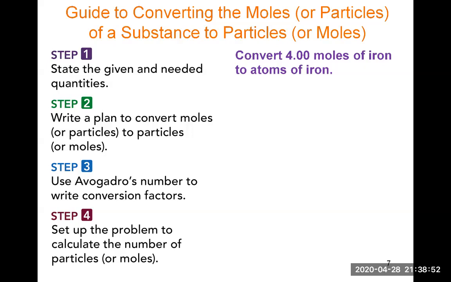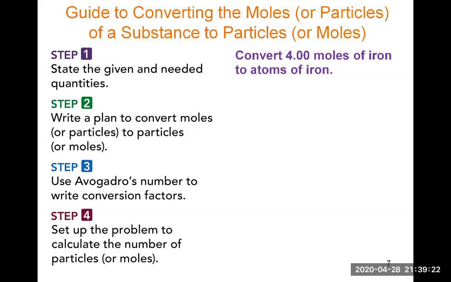Then you will use the Avogadro's number to write your conversion factor, and then set up the problem to calculate the number of particles or moles, depending on what is given and what is wanted. So let's go through an example here that will show how we do this. And the problem is to convert 4.00 moles of iron to atoms of iron.